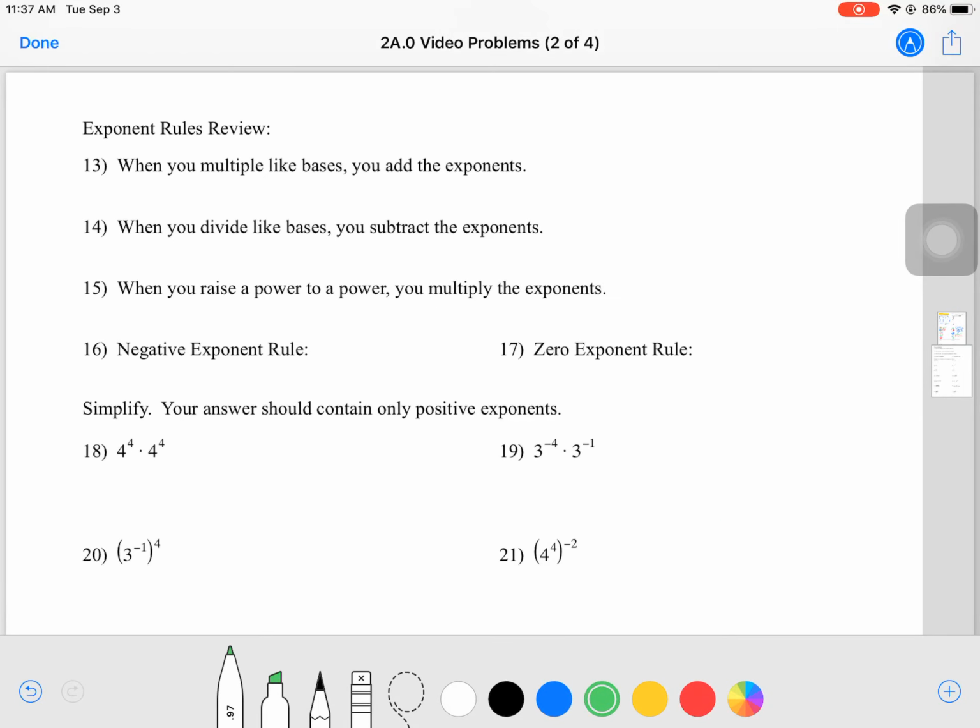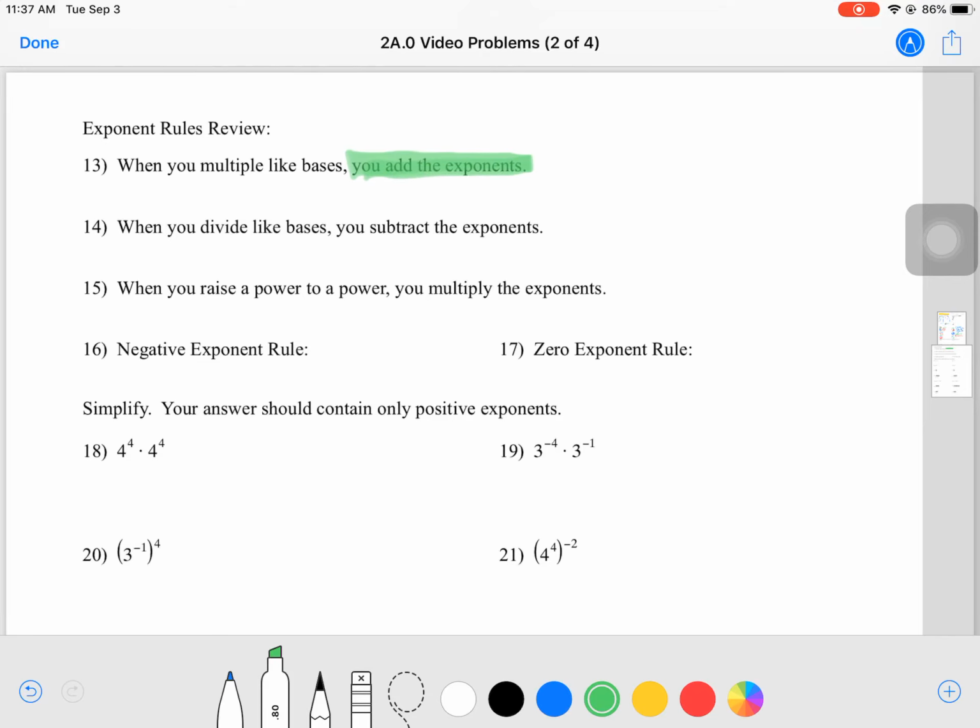The back of your worksheet is going over your exponent rules. Your 13 through 17 should be the exact same as mine, and so I would fill this in. When you multiply like bases, you are adding your exponents. So that's going to be really, really important here.